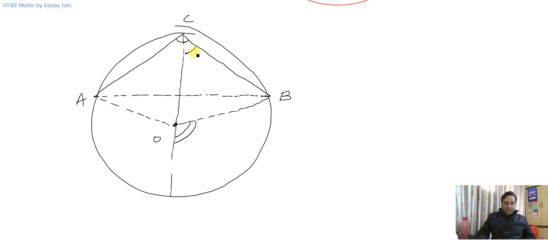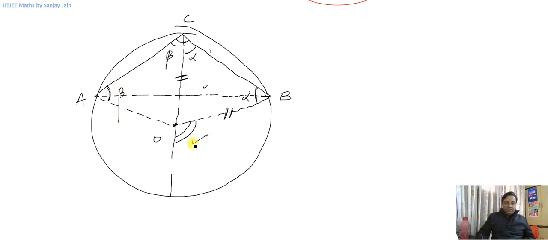Now see, if this is alpha, what will be this angle here? This will also be alpha. Why? Because OC and OB are the radii of the same circle, which makes this triangle isosceles. So base angles are equal, or angles opposite equal sides are equal. Similarly, I can say if this is beta, then this angle here will also be beta.